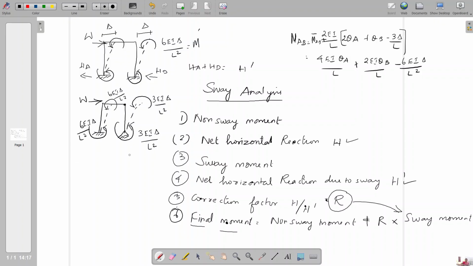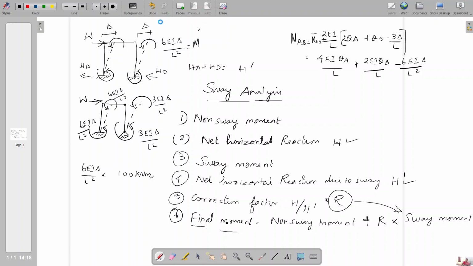So if you are given some problem like this, you consider the normal procedure for the non-sway moment, and for the sway moment calculation, you assume 6EI delta by L square as some value, that is you can take 100 kilonewton meter. So you have to assume the fixed end moment in the sway calculation.